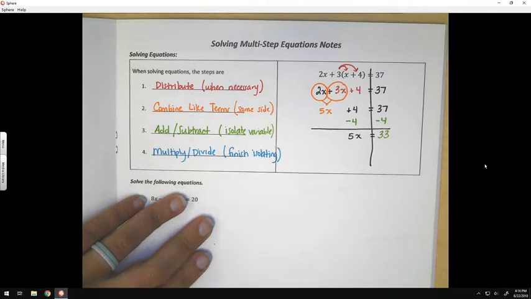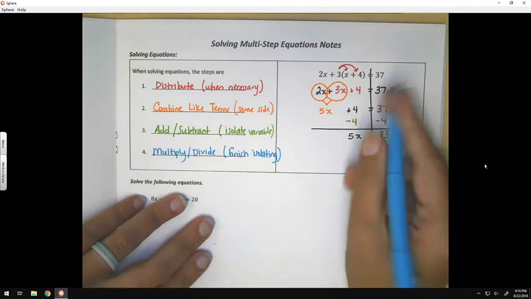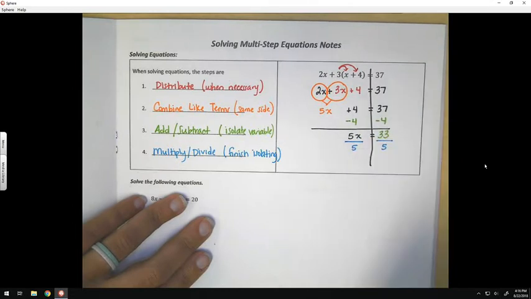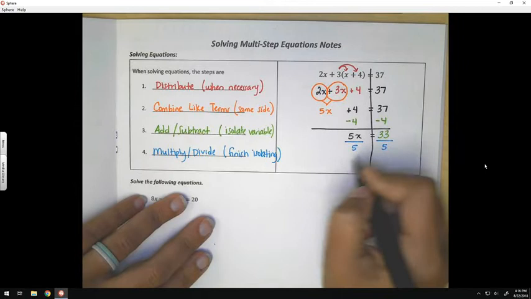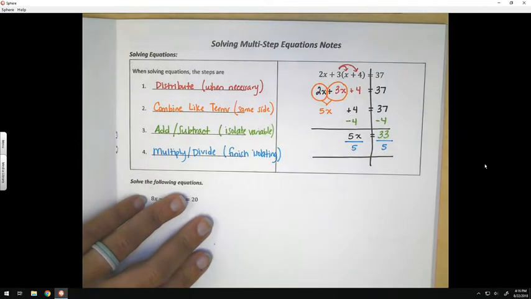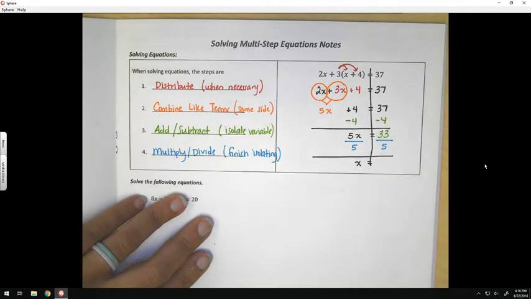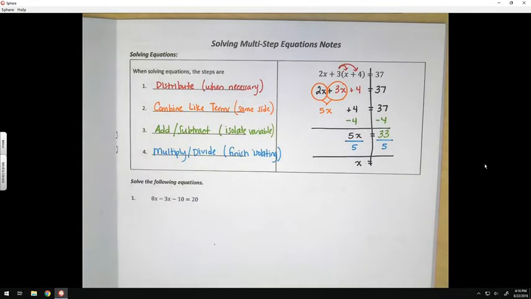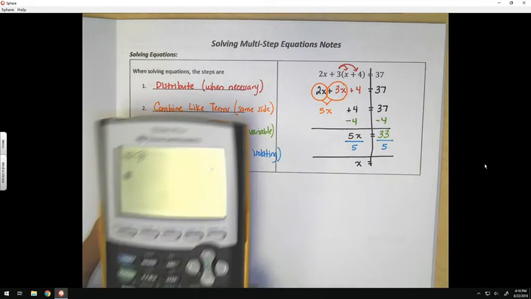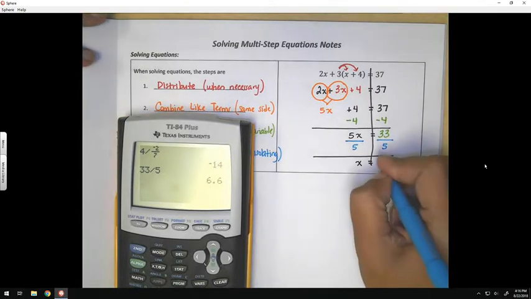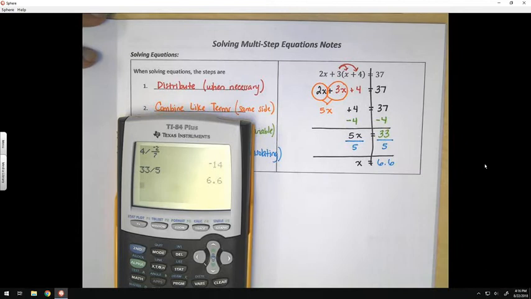And last but not least, I would divide by 5 on both sides in order to get the 5 to go away, because division is the inverse operation for multiplication. Now, since 5 does not go into 33 nicely, I'm going to go ahead and type in 33 divided by 5 on my calculator, and I'm going to write down my decimal answer here, which is 6.6.